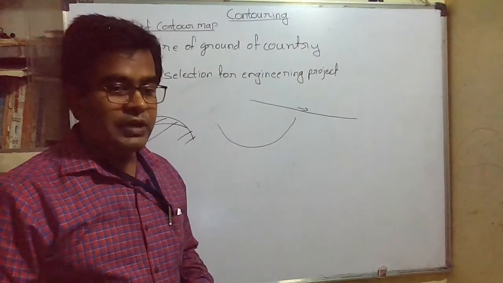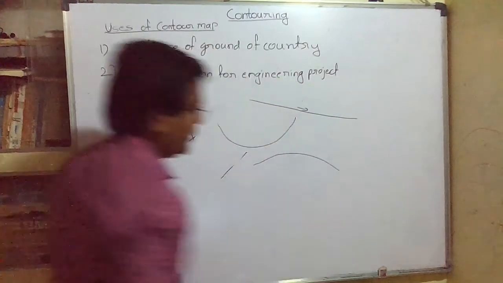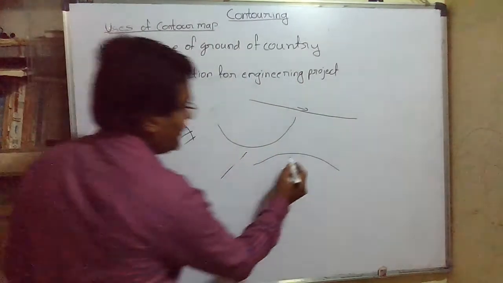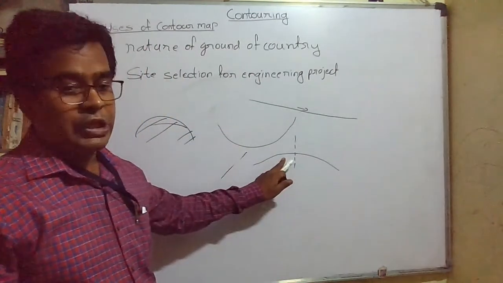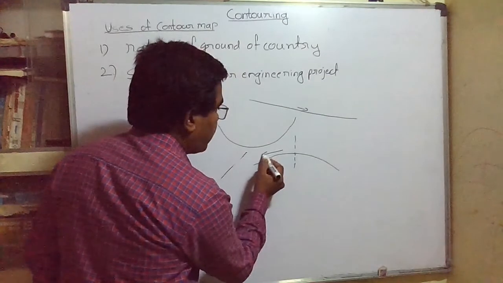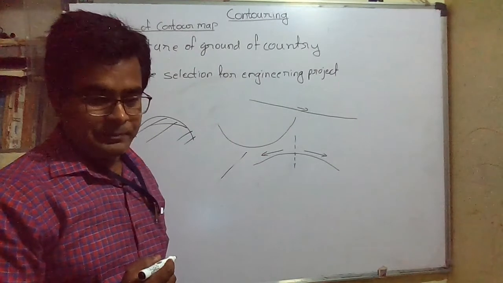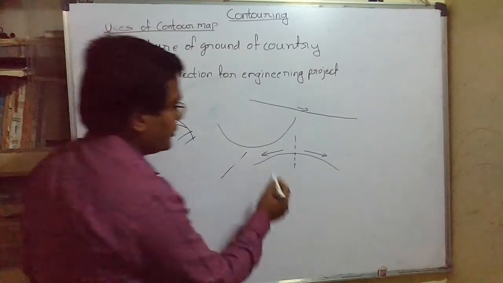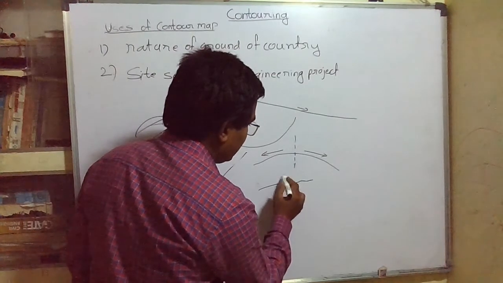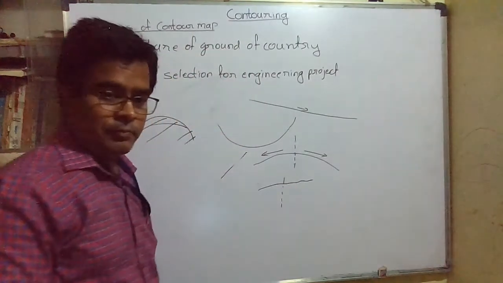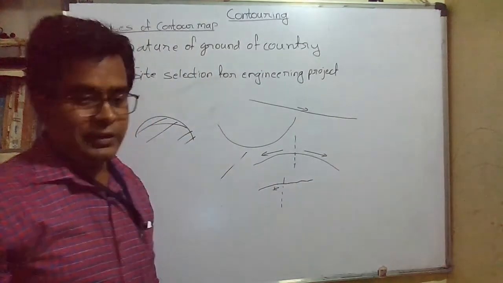Or we can decide a site like this. If we decide the alignment of the canal, and the center line is selected at this portion, then the land on both sides of the canal can be irrigated. Suppose instead of this, we select such a site, then what will happen? Then land on one side only we can irrigate.